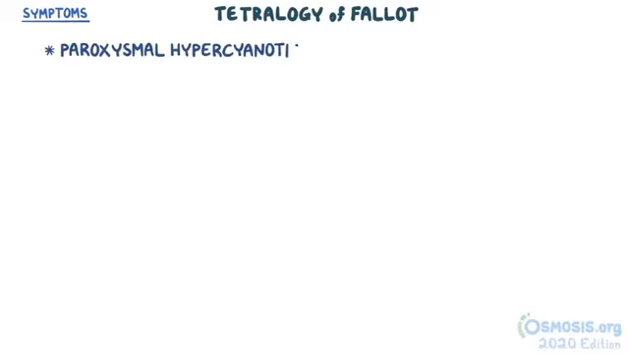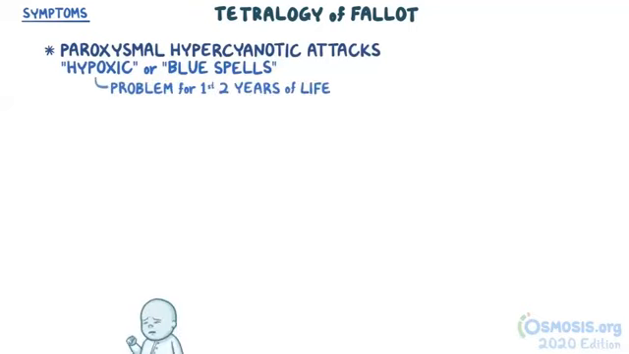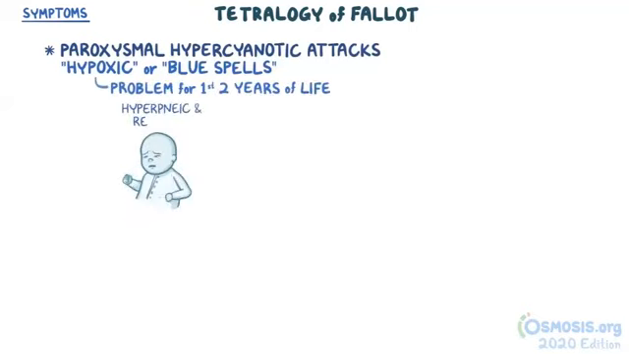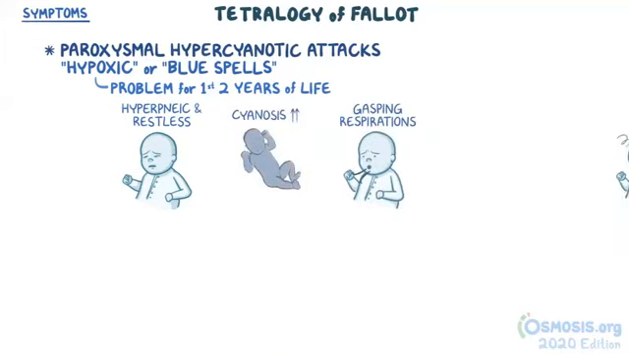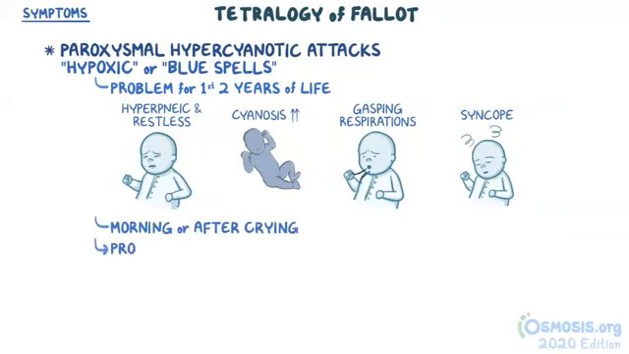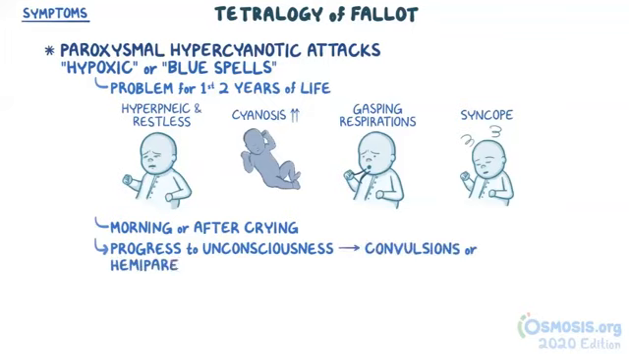Paroxysmal hypercyanotic attacks, also called hypoxic or blue spells, are a particular problem during the first 2 years of life. Individuals become hyperpneic and restless, cyanosis increases, gasping respirations ensue, and syncope may follow. The spells occur most frequently in the morning or after crying, and can progress to unconsciousness and occasionally to convulsions or hemiparesis.